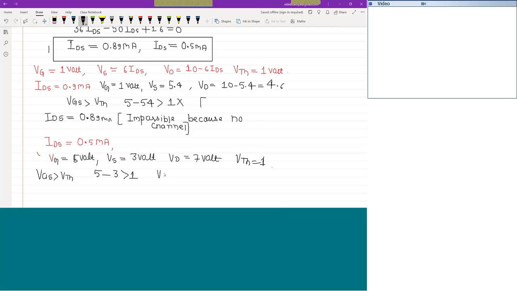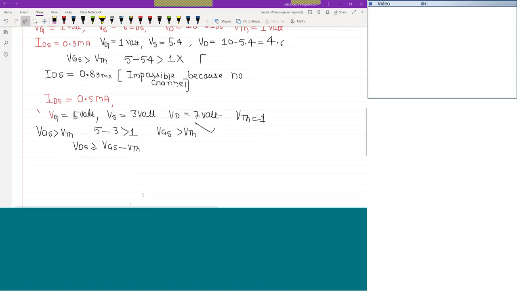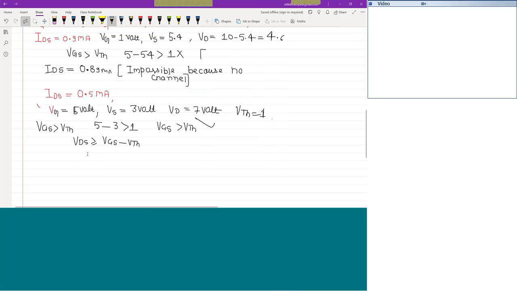क्या ये condition ठीक है? Yes, VGS is greater than VTH. This condition is okay. इस कंडीशन में तो कोई प्रॉब्लम ही नहीं है, और इस कंडीशन में अगर कोई प्रॉब्लम नहीं है तो what else can I say? That VDS should be greater than or equal to VGS minus VTH.